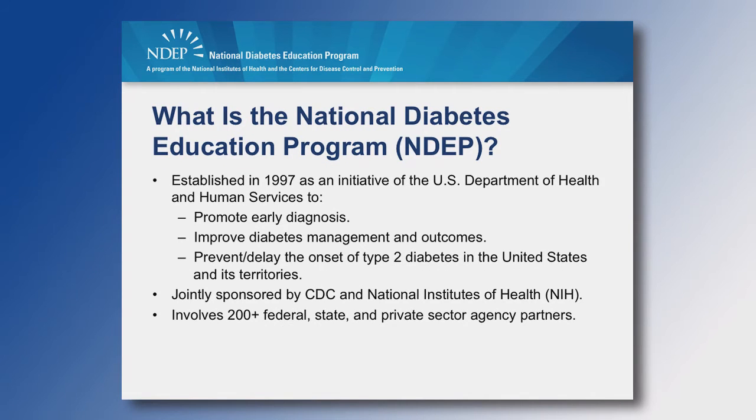So some background. What is the National Diabetes Education Program? And we always just use the acronym NDEP. NDEP was established in 1997, and we wanted to promote early diagnosis, improve diabetes management and outcomes, and also prevent and delay the onset of type 2 diabetes in people who might be at risk. It's jointly sponsored by the Centers for Disease Control and Prevention and the National Institutes of Health. We also have over 200 partners in many sectors, federal, state, and private sector as well.